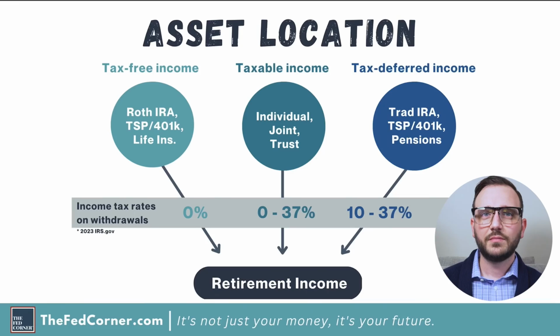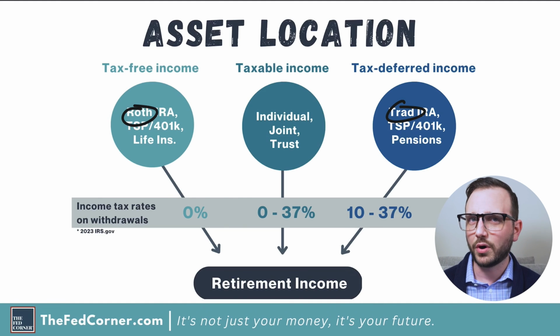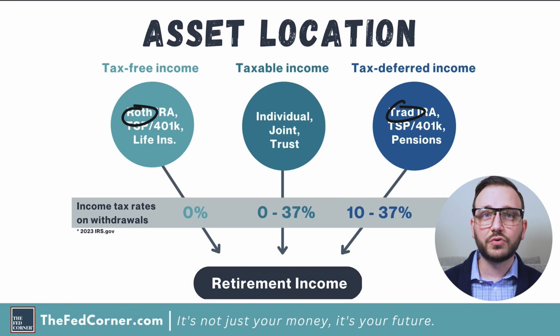Now let's look at how these taxes are actually applied in the context of a portfolio. Most federal employees know the difference between a traditional TSP and a Roth TSP. Very few people understand how different investments have different tax efficiencies or inefficiencies. For example, mutual funds have something called capital gains distributions.